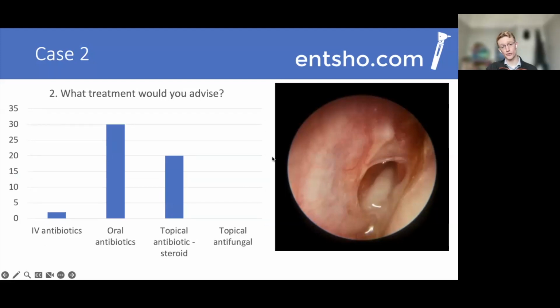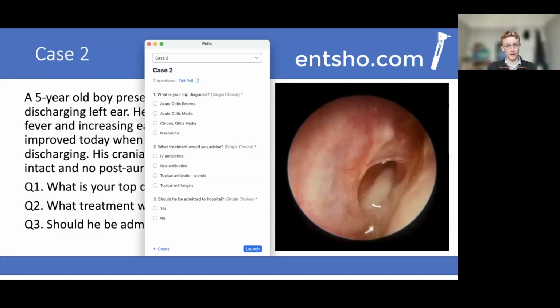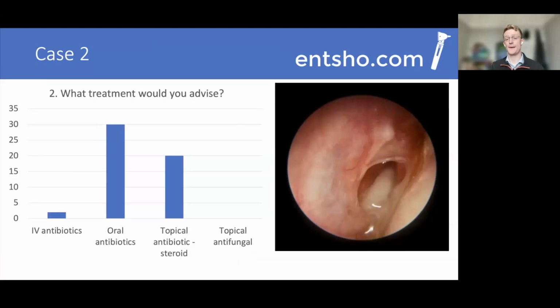In terms of moving on to treatment options, I see a lot of people voting to treat. So this was a young child who's systemically well, with a 3-day history of fever and pain.